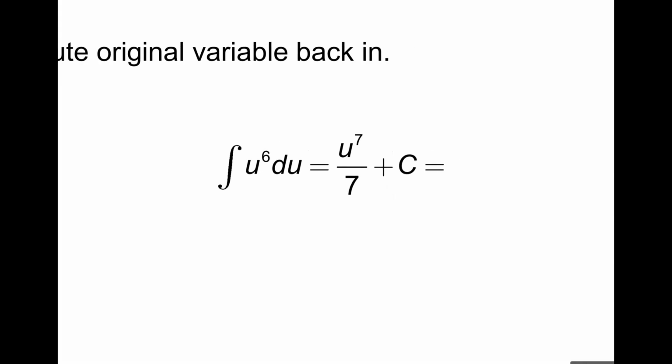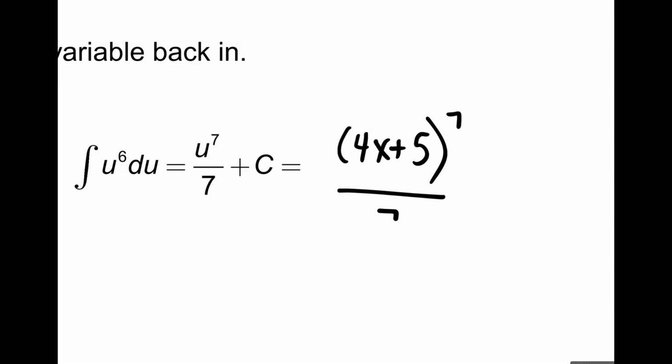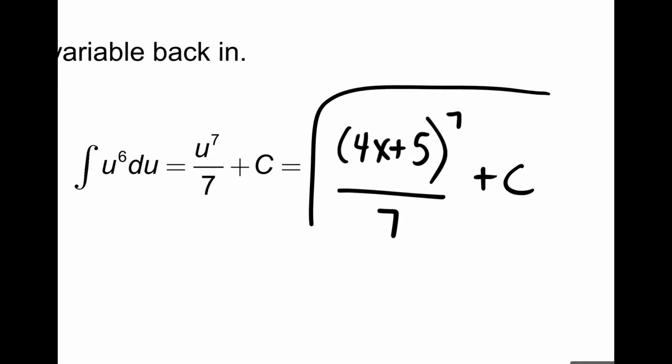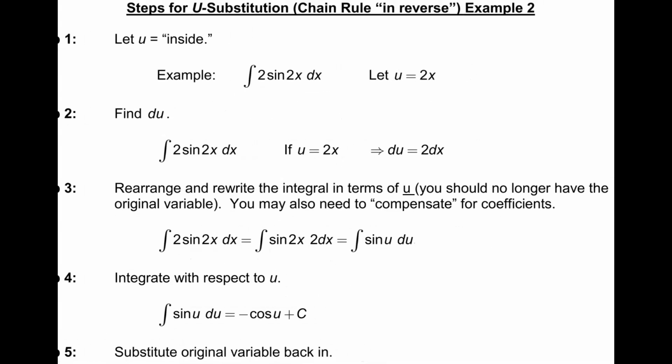Substitute back in the variable. So remember, our u, going all the way back up to the top, it was literally 4x minus 5. So (4x minus 5) to the 7th power over 7 plus c is our final answer. Awesome. Do not despair if you're confused, because I have another whole example for us to do.